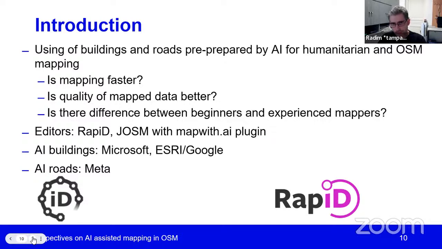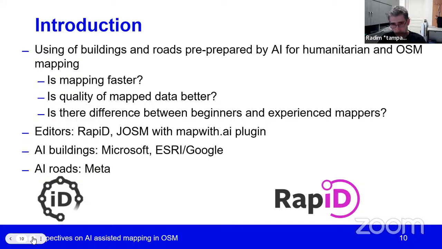Our research topic is the use of buildings and roads pre-prepared by AI for humanitarian and OSM mapping. Why this research topic? Partly because I am not only an assistant professor at the university, I am also a member of a team that organizes mapathons in Czechia and Slovakia. So I try to connect my hobby and my research. I think it's an interesting topic. Our question is how to make humanitarian mapping or OSM mapping faster and of higher quality. And one possible answer is using AI.